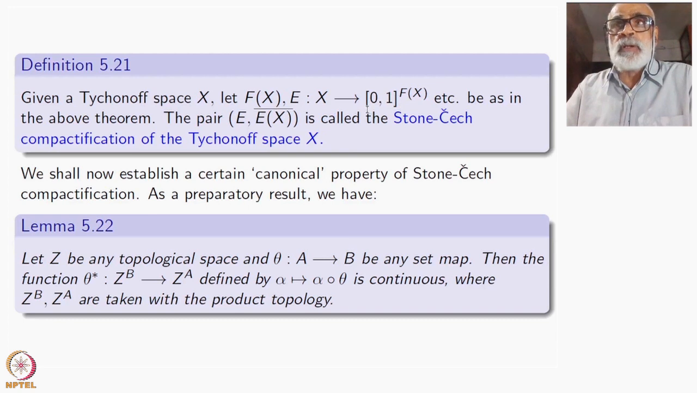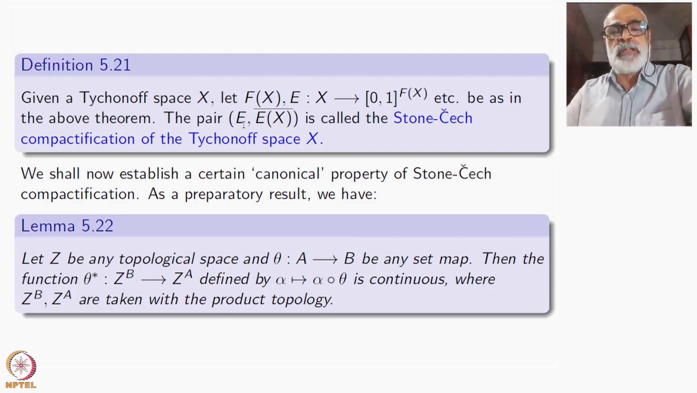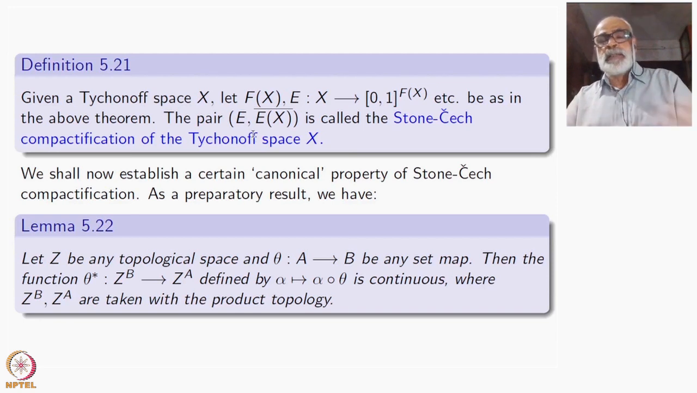Each factor here is [0,1], that is a Hausdorff space. The product is a Hausdorff space. So the subspace is also a Hausdorff space. So these are all Hausdorff compactifications. And the image E(X), by the very definition, is dense inside this whole space, namely the closure of E(X). So all that is automatically satisfied. So this is a compactification of X. X can be identified with E(X) through the embedding E. Then this X bar, you can think of as an extension of the space X itself. So that is the way to think about compactification.